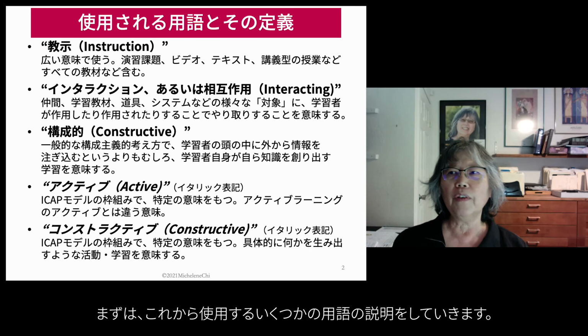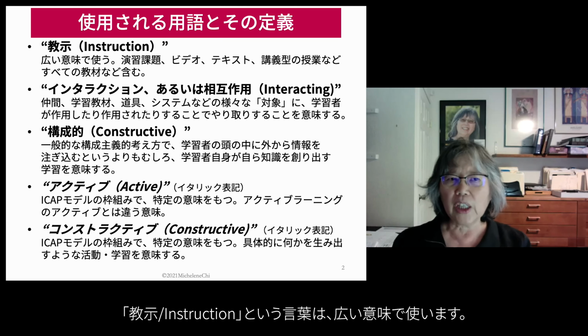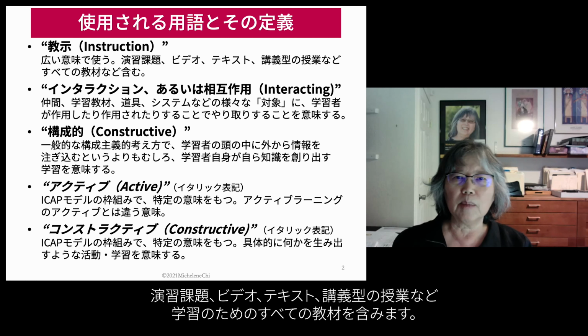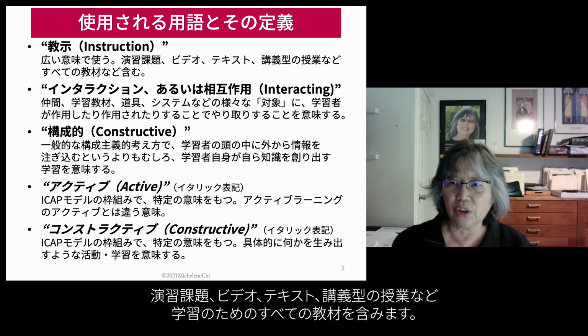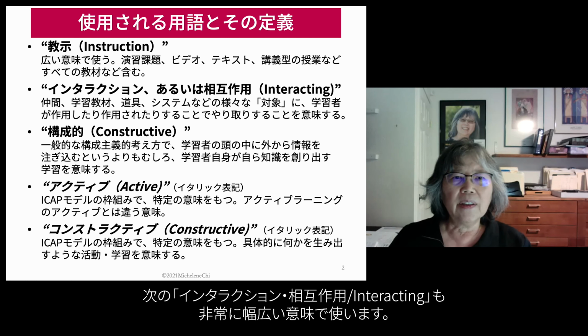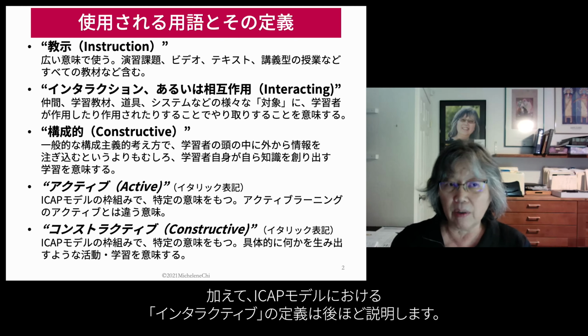So I'm going to go over the terminologies I'm going to use in this talk, just so we're all on the same page. The word instruction is a very broad term. I'm going to use it to include all instructional materials, exercise videos, text, lectures, and so forth. So instruction just refers to all learning materials, including lectures. Interacting is another very broad term. You can interact with a peer, with instructional materials, with tools, and with the system. And I'll clarify how I'll use that term later.